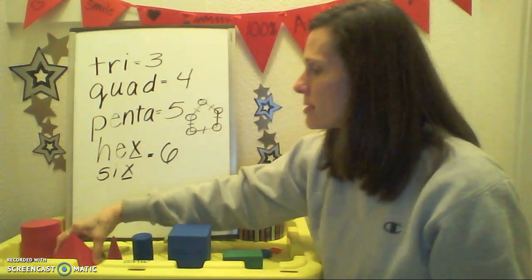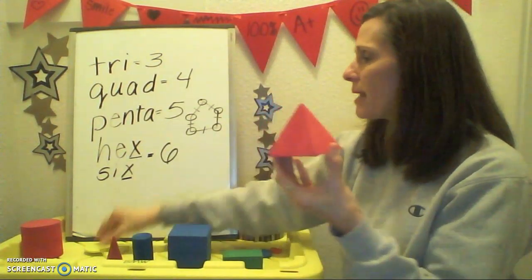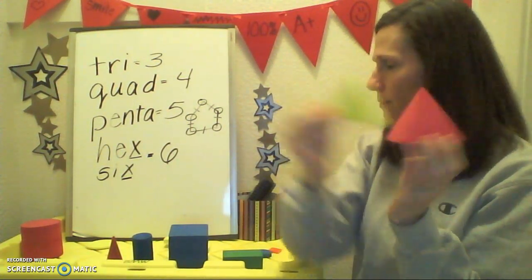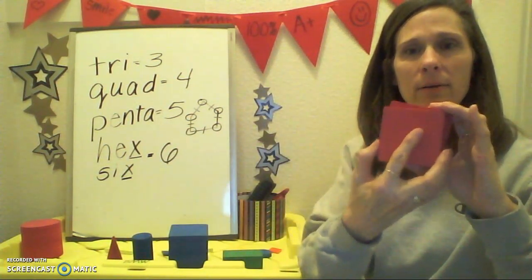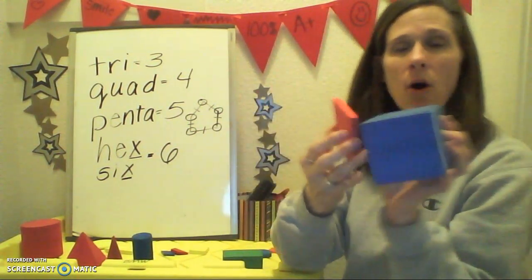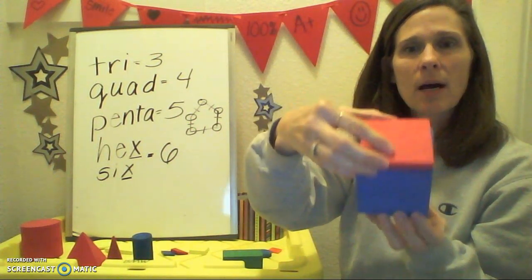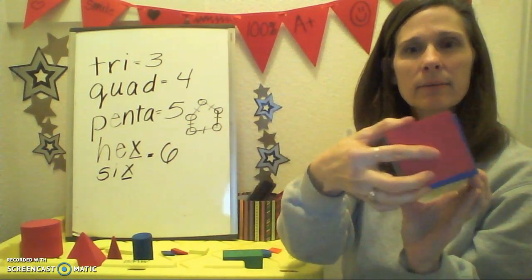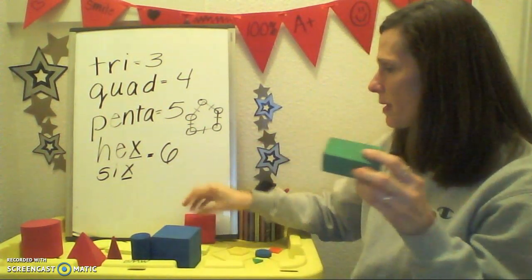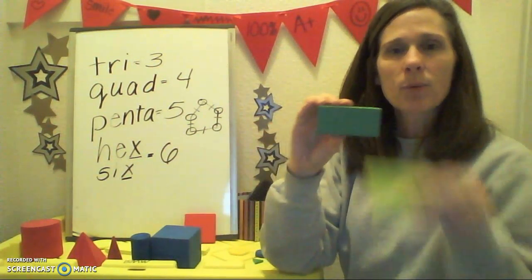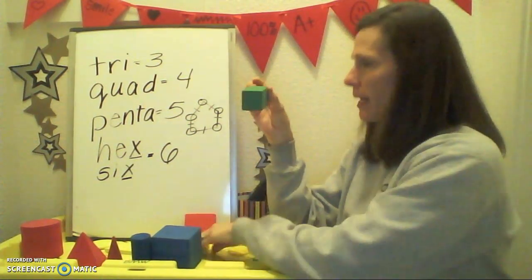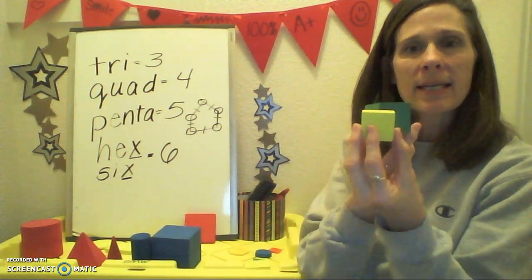And I hope that you noticed our pyramid is made up of a bunch of triangles on each side, right? And then also a square on the bottom, right? And our cube is made up of just all squares. A square on the top, a square on each side, and a square on the bottom. Right? And then our rectangular prism, of course, is made up of rectangles, right? Has a rectangle on each side. And this one happens to have a square on each end.